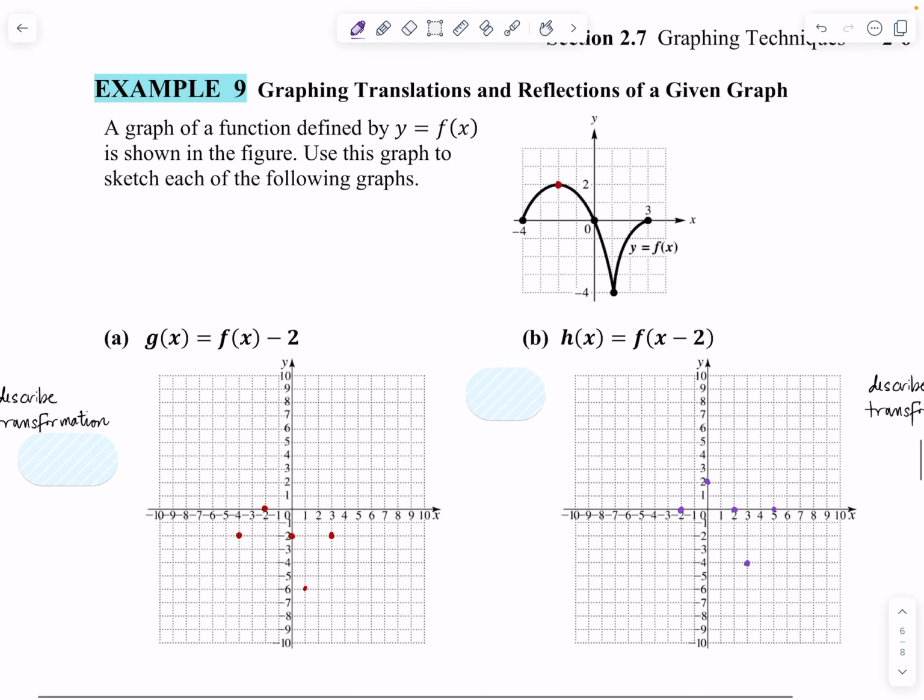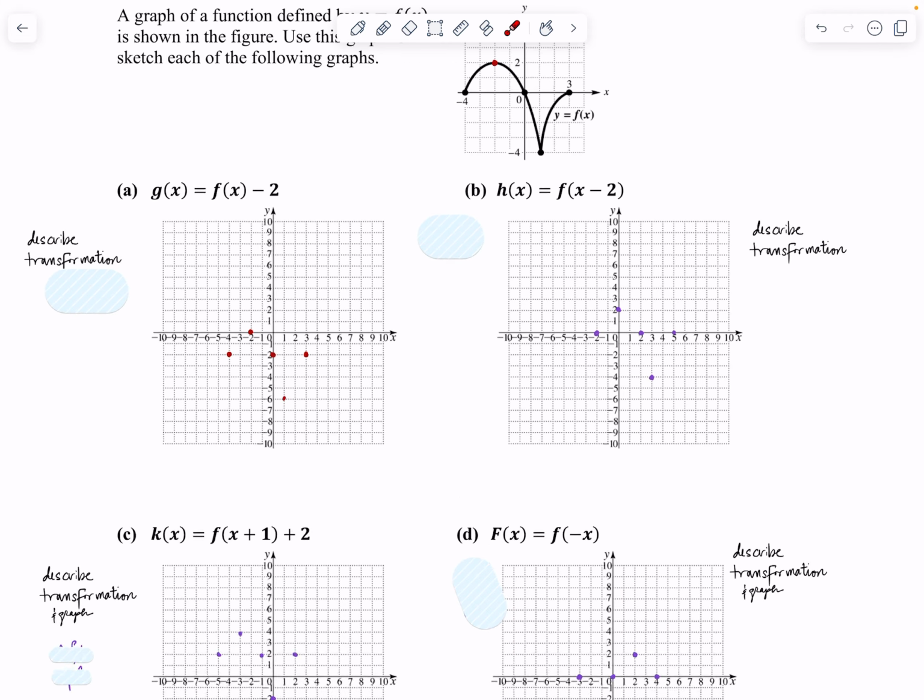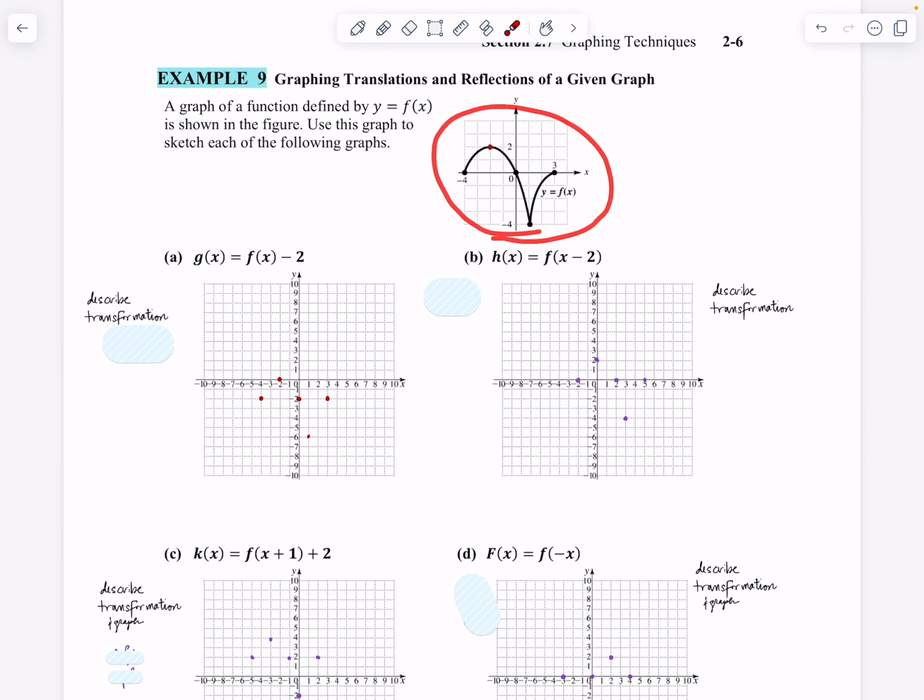Now let's take a look here at a couple more examples. You notice that I've got this function graphed. This guy is a weird one. He's not one of our normal parents, but it is a parent. You've got a graph of a function defined by y equals f of x is shown. Use this to sketch each of the following. So basically what I have here is I have 4 kids that I want to graph, whereas this is the parent.